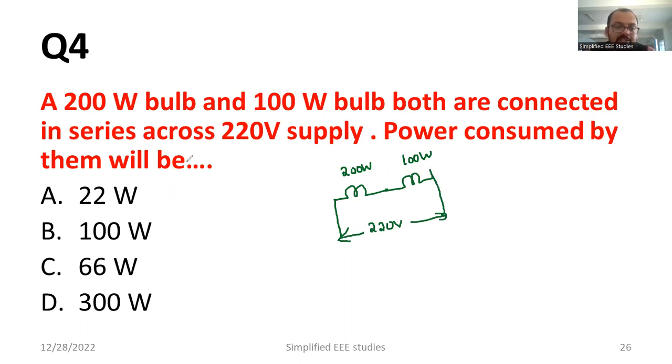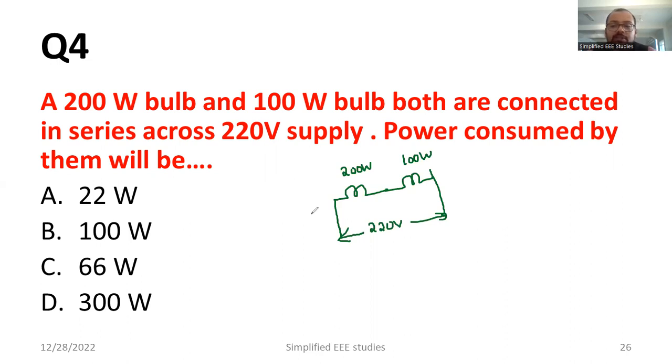So don't choose the answer directly like 200 plus 100 is equal to 300. That is a wrong answer, but most of the people will directly add those powers. It is not possible because the internal resistance of each individual bulb will be different. So you don't add the 200 and 100 watt bulbs directly. If you add like that, your answer will be wrong.